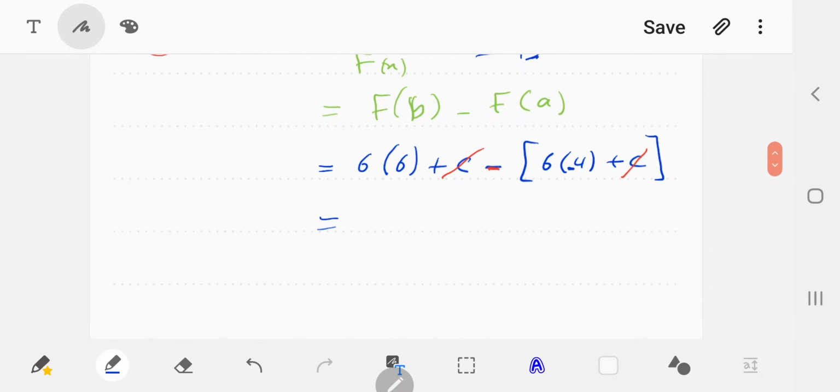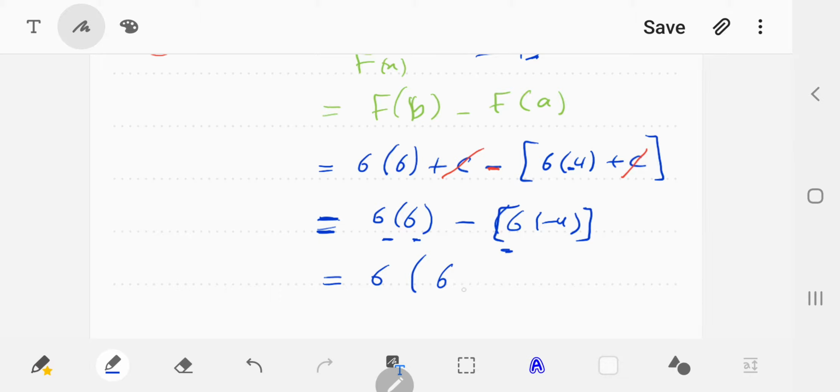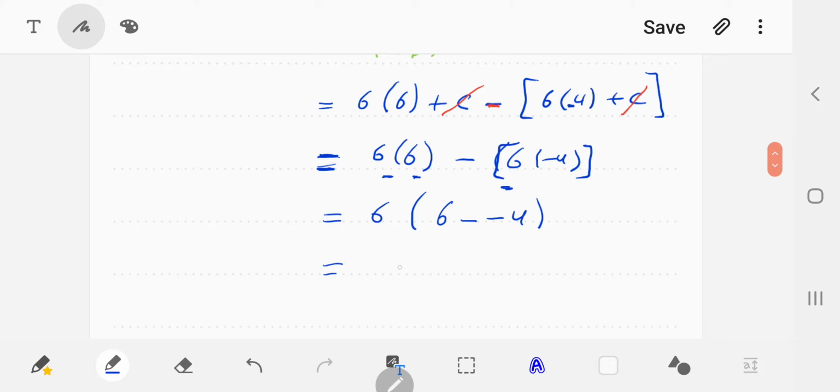But I have a small comment here, and that will lead us to an important note. So this will be 6 times 6, I'll write it again, minus 6 times -4. If you see, we have 6 as a common factor. If you take 6 as a common factor, what will you get? You get 6 minus -4, which means 6 times 10, so it's 60.